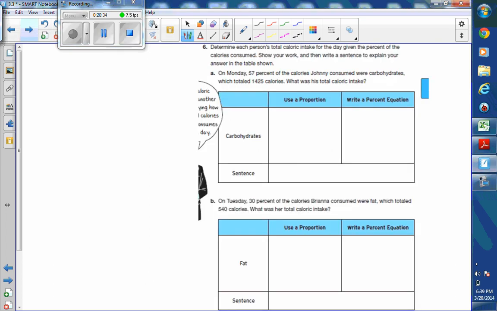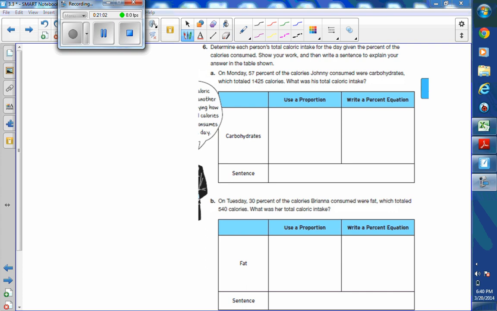Okay, number 6, determine each person's total caloric intake for the day given the percent of the calories consumed. Show your work and then write a sentence to explain your answer. So on Monday, 50% of the calories Johnny consumed were carbohydrates, which totaled 1,425. What was his total caloric intake? So here's a little different. They don't tell us the total caloric intake. We actually have to figure that out.